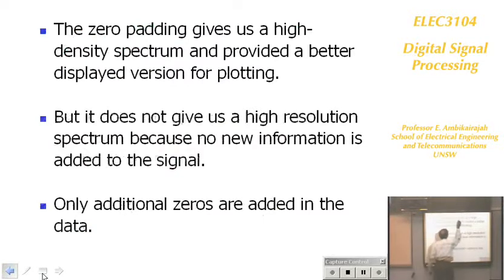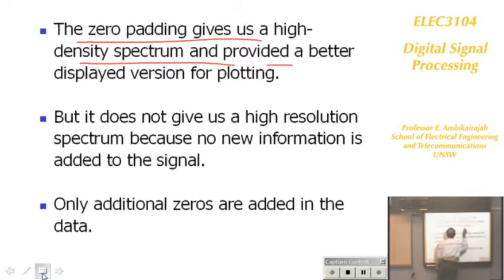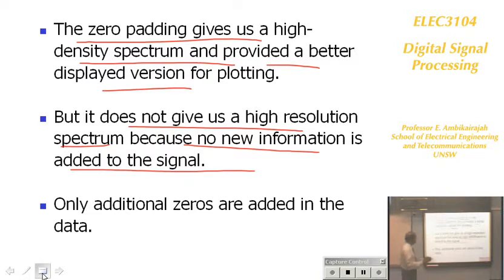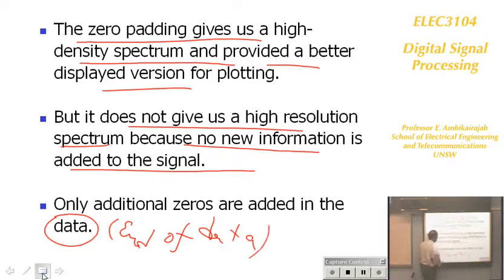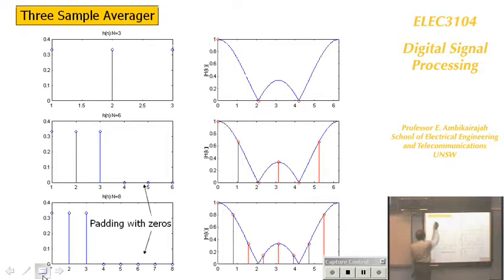So zero padding gives us a high density spectrum and provides a better displayed version of the plot. It just gives you a good display, but no extra frequency content. It just does an interpolation actually. It does not have a high resolution spectrum because no new information is added to the signal. It's just a display, but not a new spectrum. Only additional zeros are added in the data, at the end of the data or at the start of the data, it's okay. So let's take an example. Here is my 3 sample average. Here my samples are 1, 2, 3.